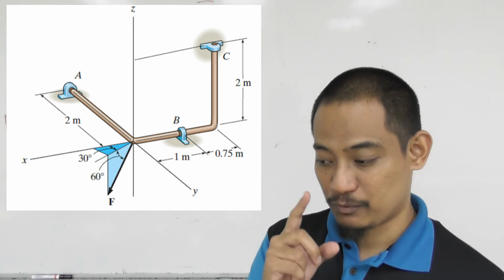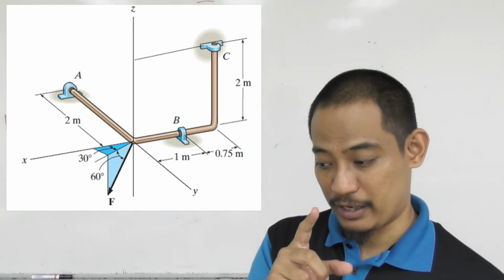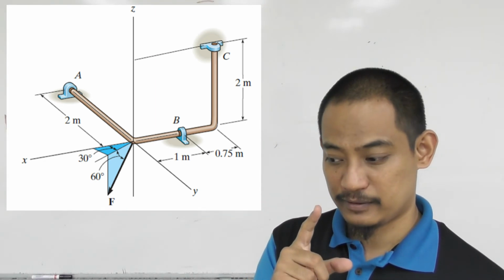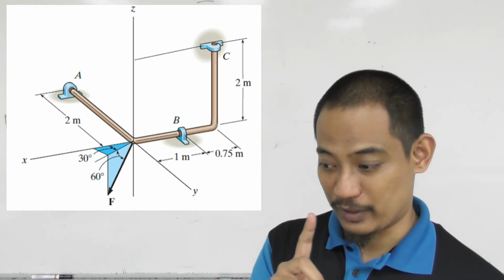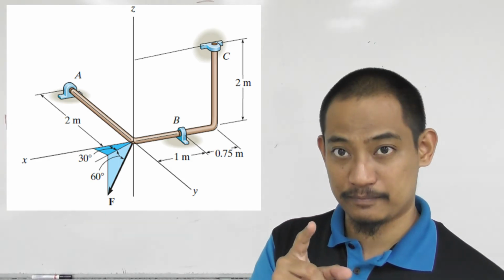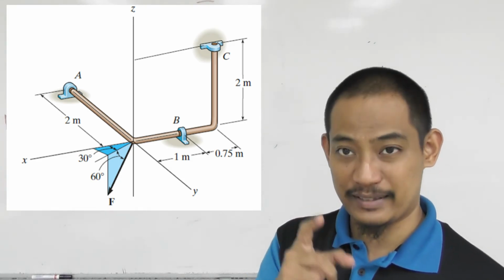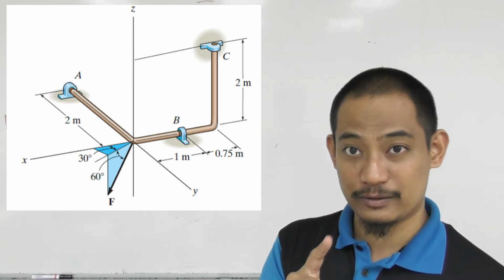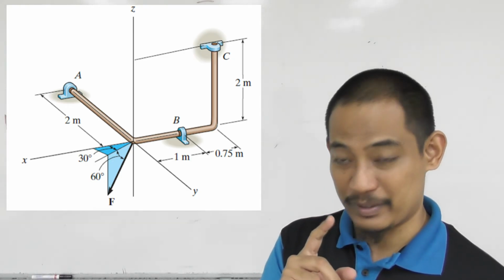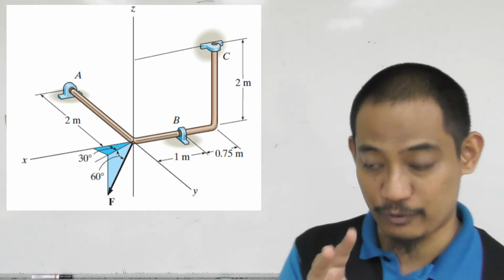Alright, what is at A? Do you have AX? You should, right? Do you have AY? No, there's no AY, right? Do you have AZ? Yes, you have. Do you have MAX? You should have, right? Do you have MAY? No, you don't. Do you have MAZ? Yes, you have, right? So you have 4 unknown there.